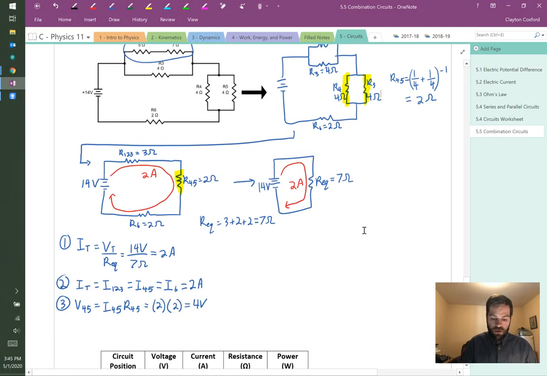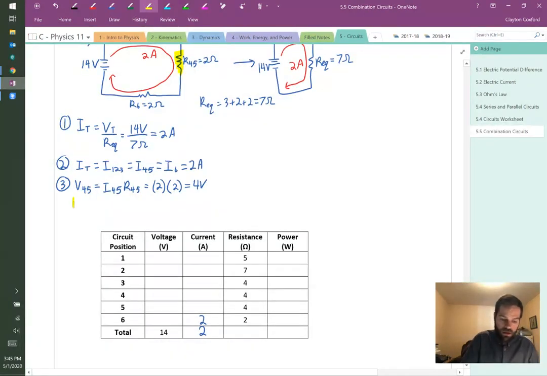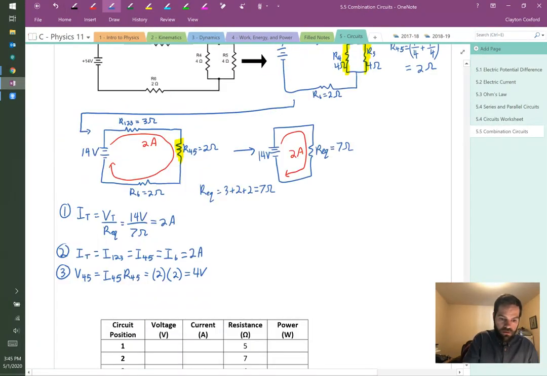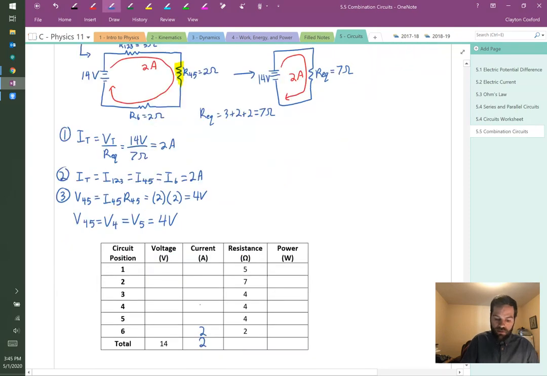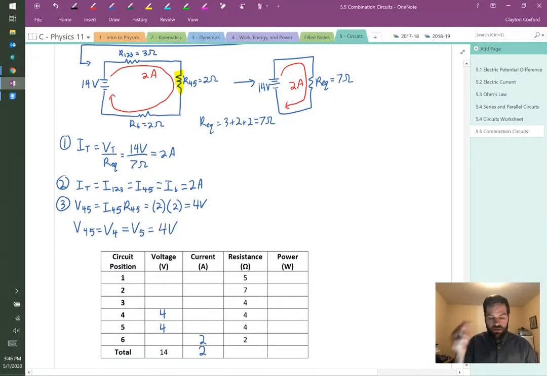Okay, so that means that V45 is the same as the voltage drop across resistor 4. It's the same as the voltage drop across resistor 5. They're both 4 volts. We can fill that into the table: 4 volts and 4 volts. In a future step, we will use Ohm's law to figure out the current through there.